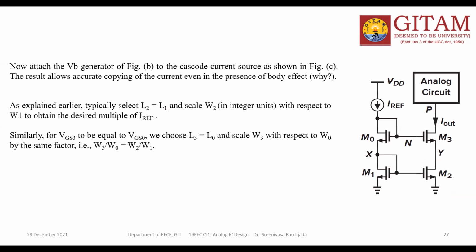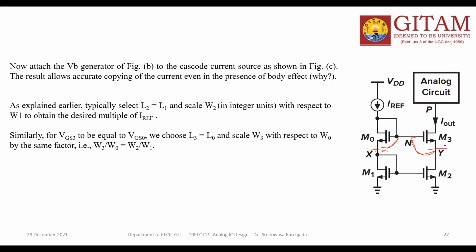Similarly, for VGS3, to equate VGS3 and VGS0. Earlier, after writing the equation, we finally got VGS0 equal to VGS3. So for VGS3 to be equal to VGS0, choose L3 equal to L0. These two lengths should be equal.